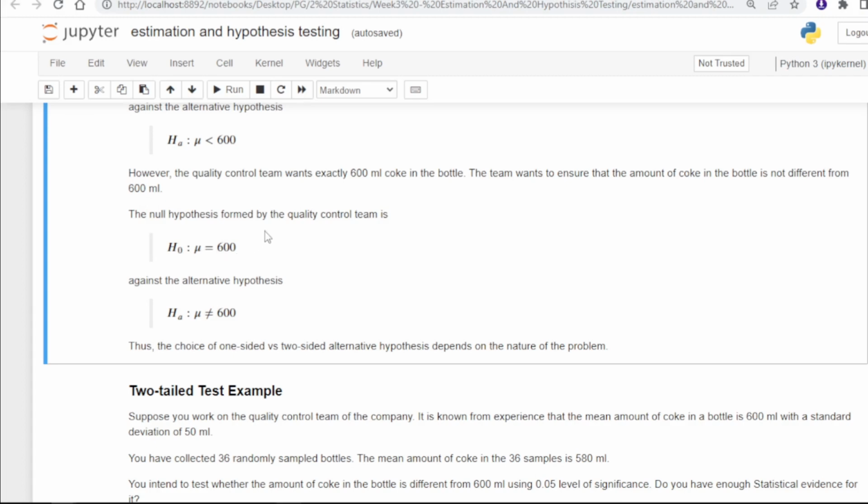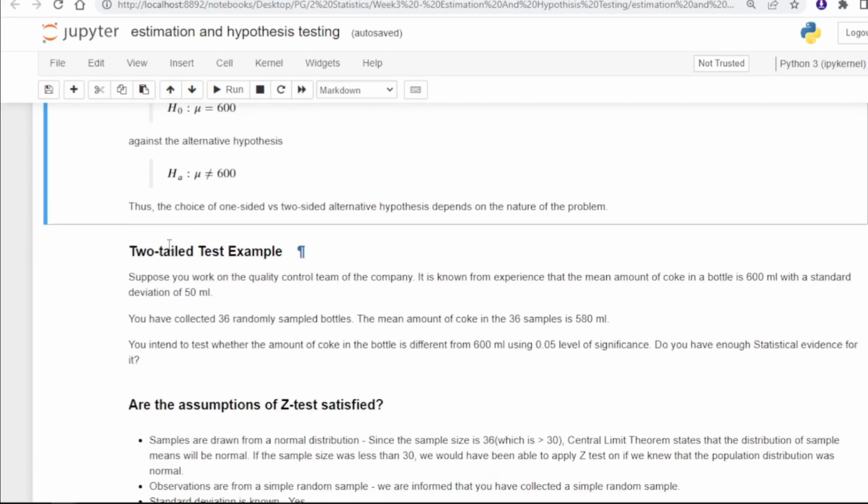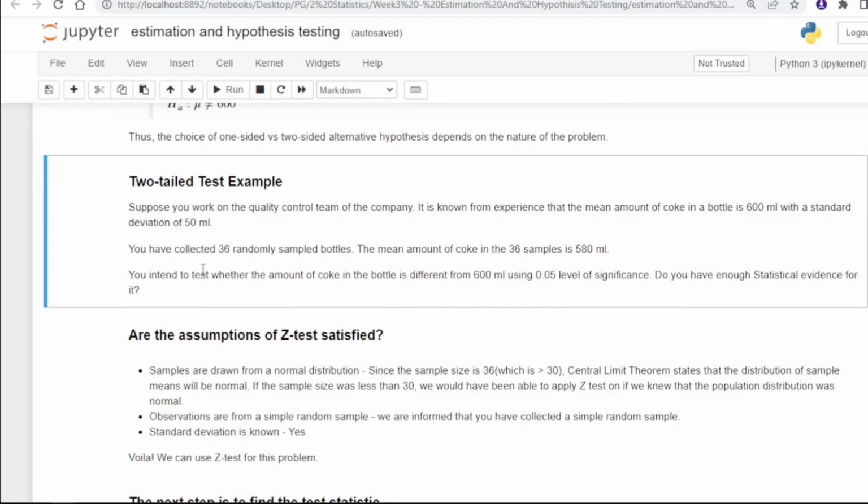So the null hypothesis formed by the quality control team is 600, and the alternative hypothesis will be not equal to 600. The choice of one-sided versus two-sided alternate hypothesis depends on the nature of the problem. Let's see the two-tailed test example.